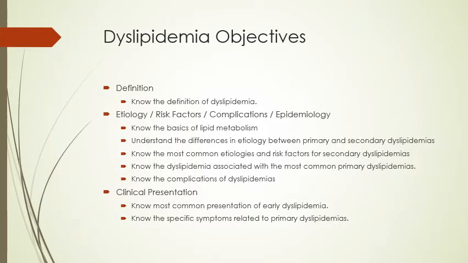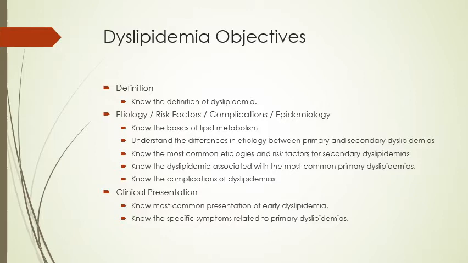Here are the objectives of our dyslipidemia lecture. Obviously, we're going to talk about the definition of dyslipidemia, what's considered good, what's considered bad, and then our etiology, risk factors, complications, and epidemiology. And you notice here, we're going to talk about lipid metabolism, but we're also going to talk about two basic categories of dyslipidemias, and that's primary and secondary dyslipidemias.